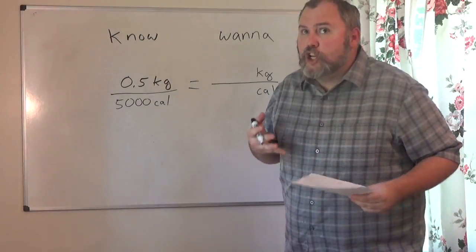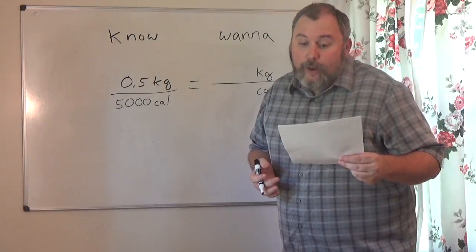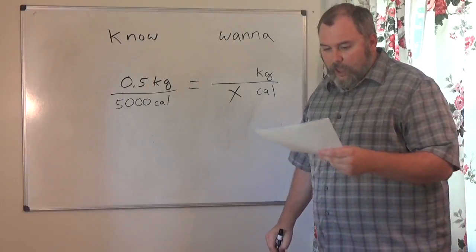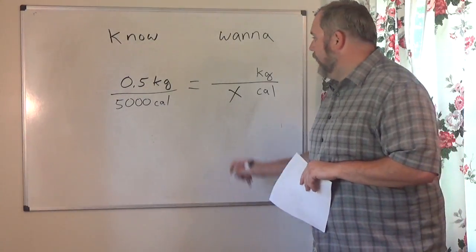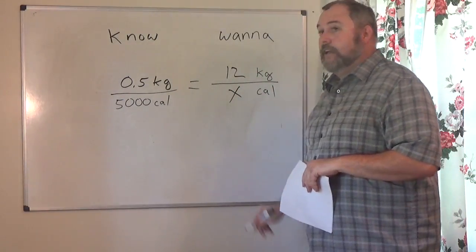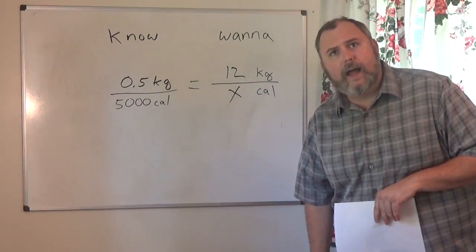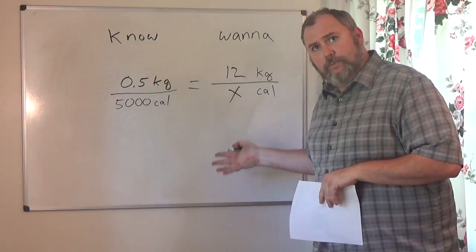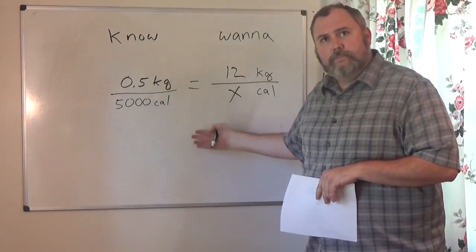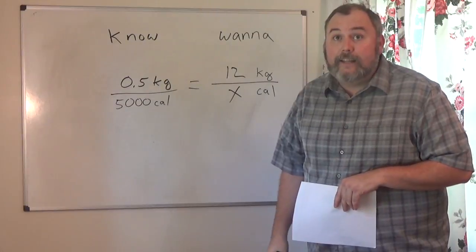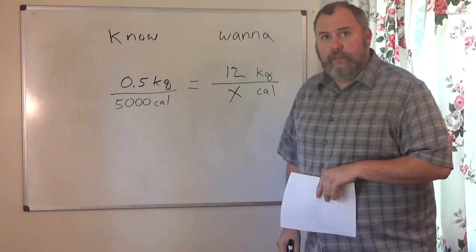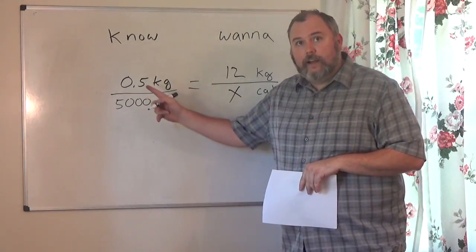Now let's go back to the question. What do I want to know? I want to know how many calories, so I'm going to put x, and it's in 12 kilograms, so I'm going to put 12 right here. Hey, this looks mighty familiar now. I have a very simple proportion, and I can simply cross multiply and divide again. For the sake of the video, I'm not going to do that. I think you get the idea of cross multiply and divide.